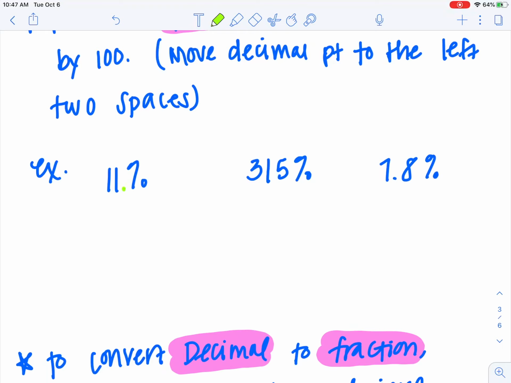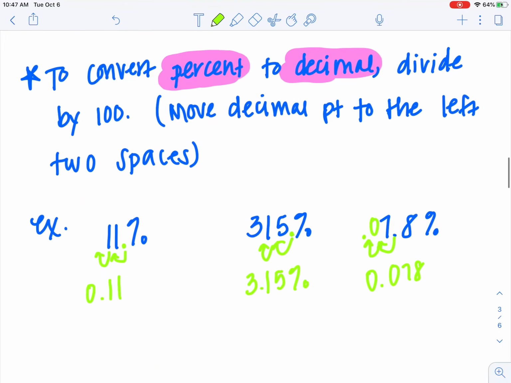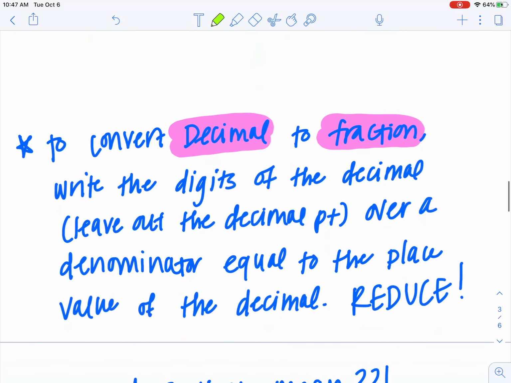So here we have 11%, so our decimal point is there, so if we move that 2 spaces over, we end up with 0.11. Here we have 315%, so our decimal's on the end again, so if we move that 2 spaces, we end up with 3.15. Now here we have 7.8%, so moving that decimal 2 spaces to the left, we have an empty spot, so we fill it with a 0. So we're left with 0.078, and that's all you do.